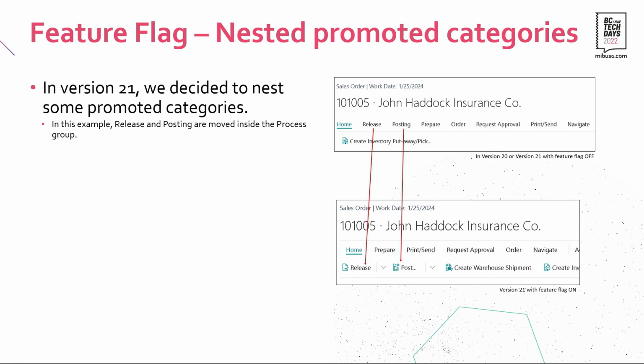So as Quentin showed earlier, we decided to nest some promoted categories in version 21. So for example, here you see the release and post actions being nested inside the Process or Home group. But this is a change in the layout. So in version 21, if you have the feature flag set to off, we will move any nested promoted categories back to the root. So you see the one that's above in the screenshot there. So this looks like what it used to be before.